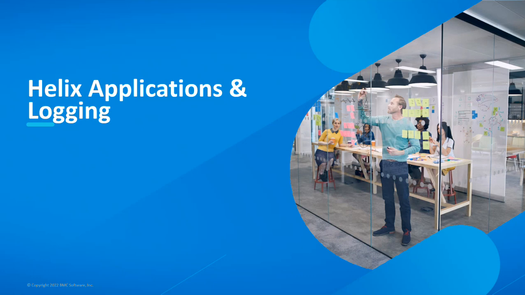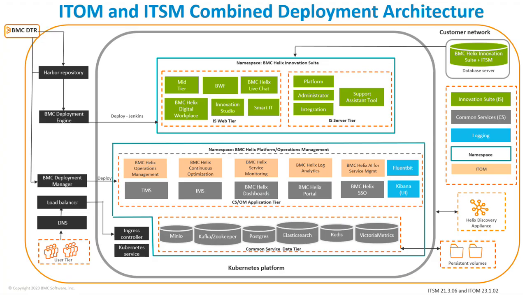In this section, we'll have a look at how the Helix applications do logging. As I said, there are some significant differences between the Helix platform and the Helix ITSM systems. So this is the architecture diagram that you're probably familiar with. You will have seen it in the documentation, and this describes the architecture up to the current versions, which are Helix ITSM 23106 and Helix Platform 23102.